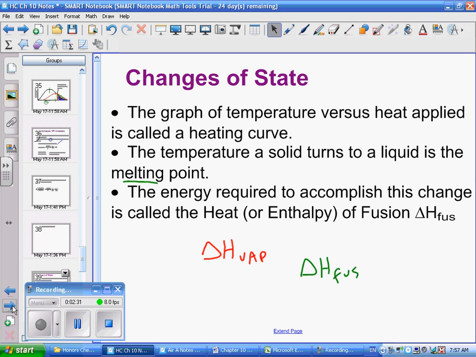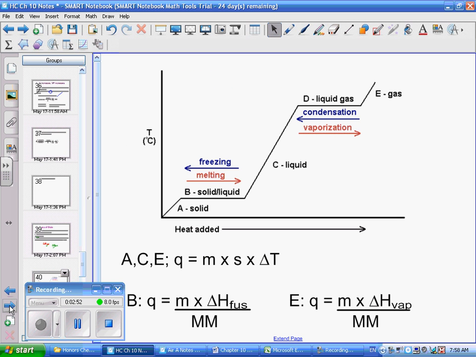Okay, so at this point we have two things going on. When I'm at either one of these two points, for example with water, if I'm at 0 degrees Celsius, I have freezing and I have melting going on at the exact same time. So let's take a look at some examples of that. Actually, we'll take a look at this first.